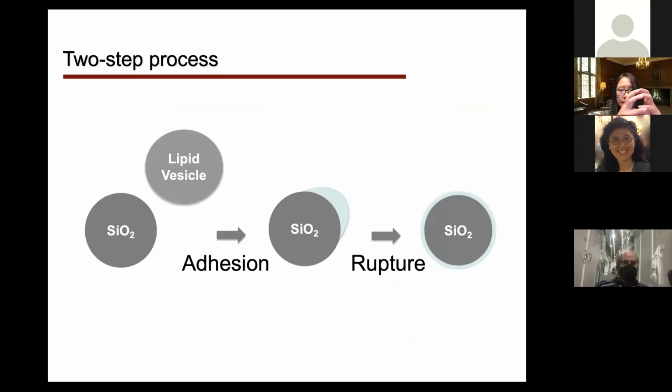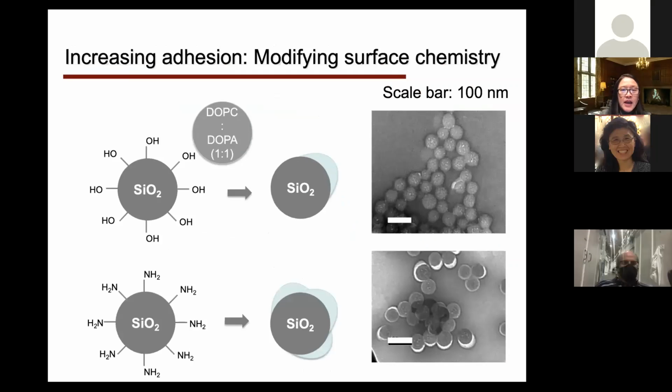If I have the silica, first I would like the vesicle to really adhere to it. And after the adhesion, we want it to be broken up, to rupture on site, so that it would coat the whole silica particle. In order to increase the adhesion, we play around with the surface chemistry. By surface functionalizing the silica particle with OH or NH2, we were able to alter the surface behavior to allow adhesion.